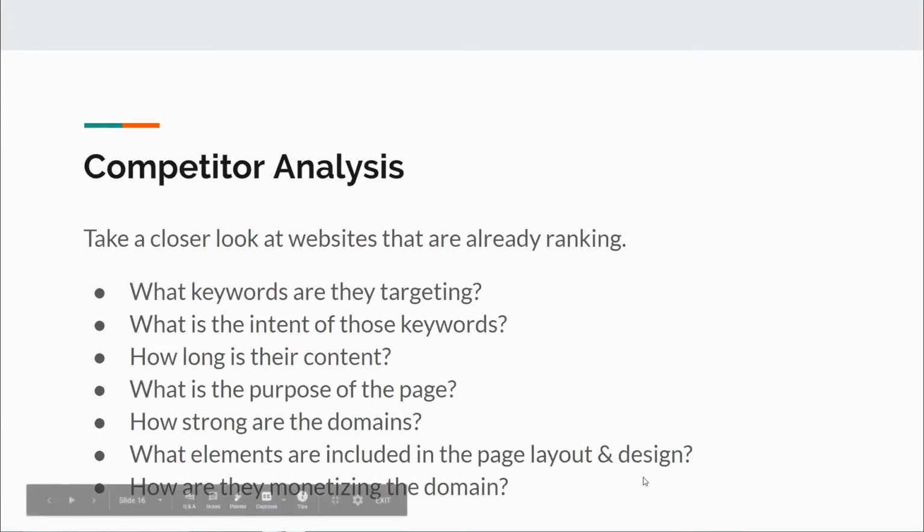And then make sure you look at their layout and design and what kind of elements you'd like to include or not include. And then how are they monetizing their domain? What are the price points of their products and services? Are they offering that, or are they requesting that you consult with them in order to get that information? What does their whole funnel look like? Really analyze that when you're designing your website.